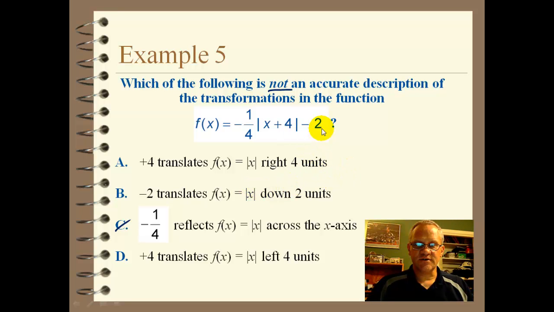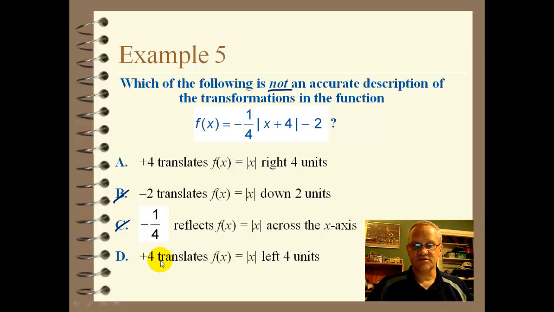What about this -2 out here at the end? Okay, what does that do? Remember, this number at the end is going to move it up or down, and so if it's -2, that means it's going to move it down 2 units. Well, what does it say there? -2 translates it down 2 units. So that's correct. So since we're looking for the thing that is not true, that means this is not our answer. So we're down to either A or D.